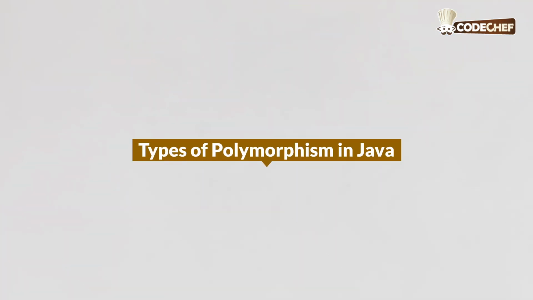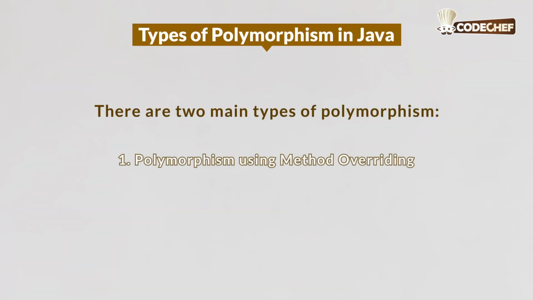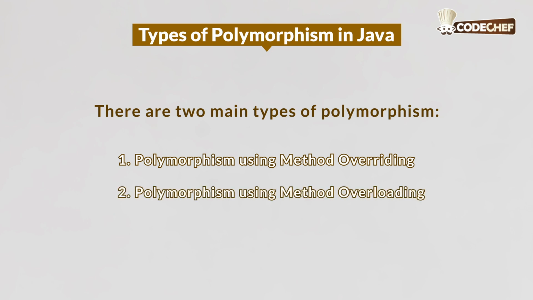There are types of polymorphism in Java. There are two main types of polymorphism. First is polymorphism using method overriding. Second is polymorphism using method overloading. Now let's understand both.